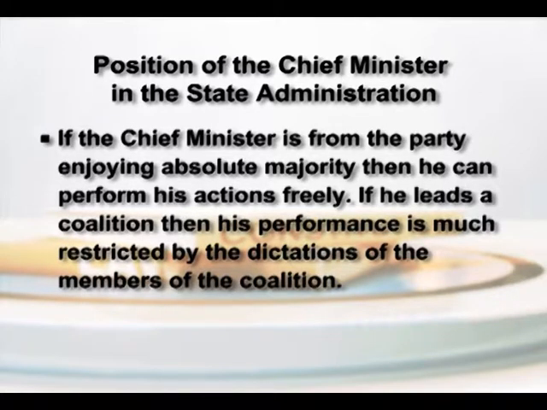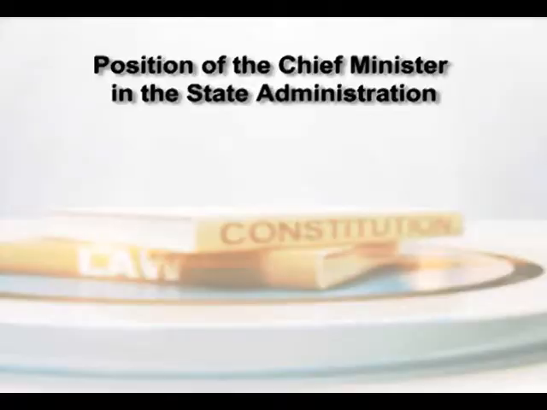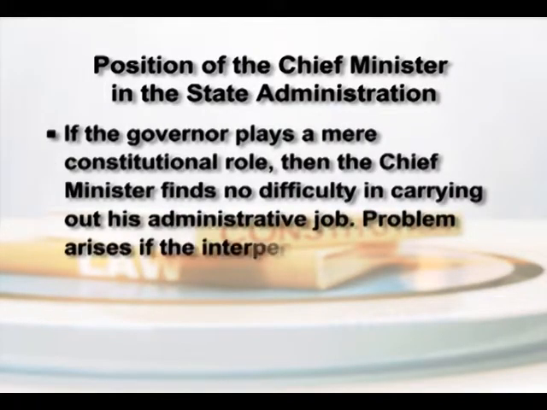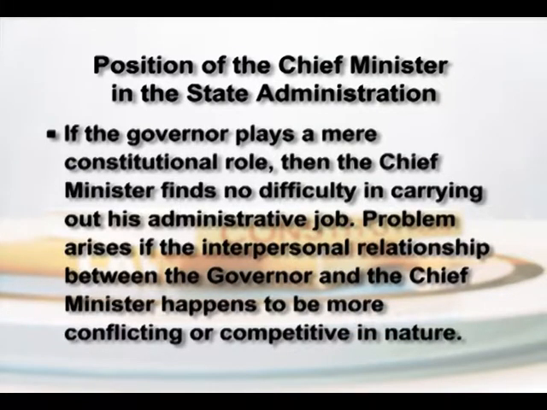But if there exist different groups within a political party, then the Chief Minister might find it difficult in tackling the situation. Secondly, the relation the Chief Minister shares with the Governor is an important issue so far as the position of the Chief Minister is concerned. If the Governor plays a mere constitutional role, then the Chief Minister finds no difficulty in carrying out his administrative job. Problems arise if the interpersonal relationship between the Governor and the Chief Minister happens to be conflicting or competitive in nature. Then, perhaps the Chief Minister may not be able to exercise his functions smoothly.